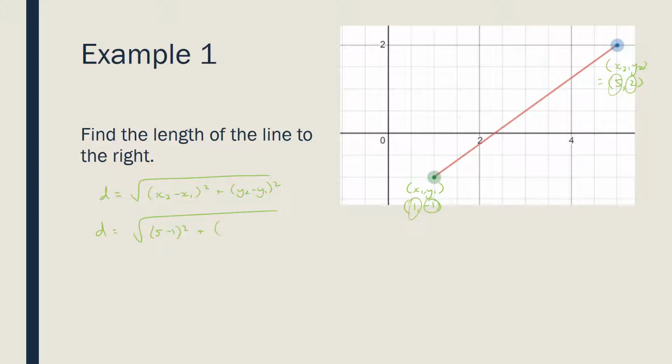So 2 minus minus 1 squared, which then simplifies down to the square root of 5 minus 1, which is 4 squared, plus 2 minus minus 1, which is 3 squared. We keep going, we're going to get 16 plus 9, and our d is going to be the square root of 25, so d is finally going to be 5.